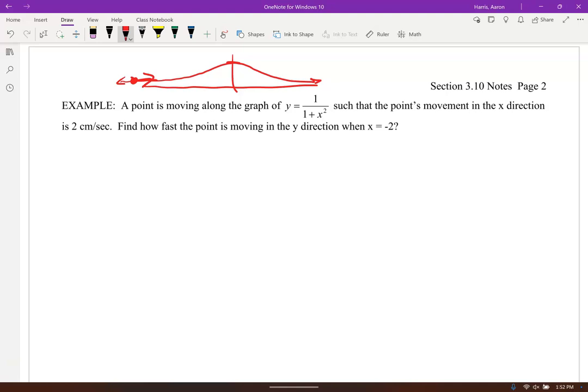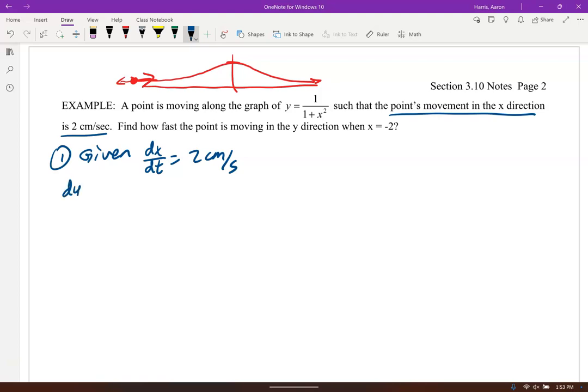And they give us that it's moving in the x direction at 2 centimeters per second. And so that's their rate of change. They are giving us the rate of change at a certain time. They're giving us that it's moving 2 centimeters per second, right? They're giving us how fast it's moving. And they ask, how fast is the point moving in the y direction?